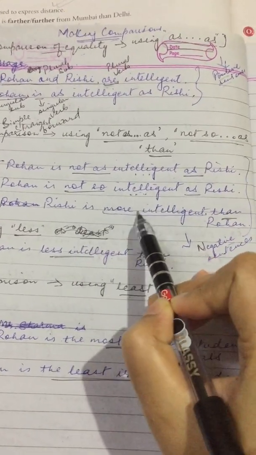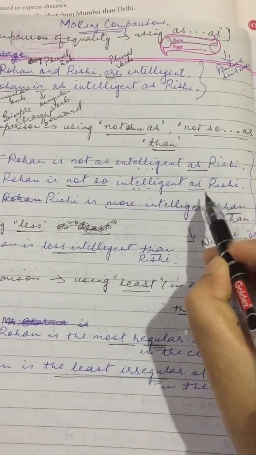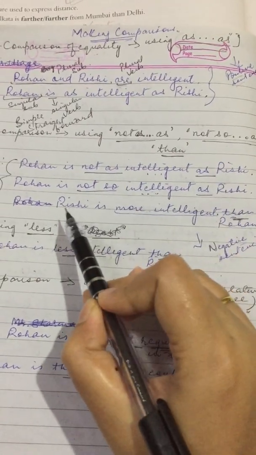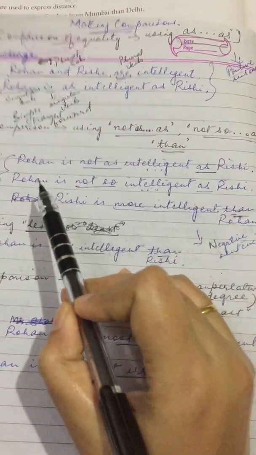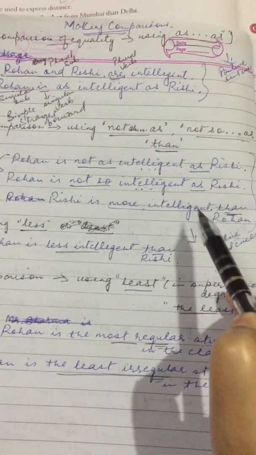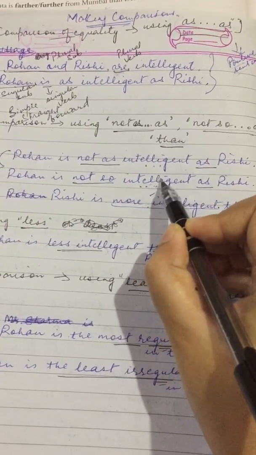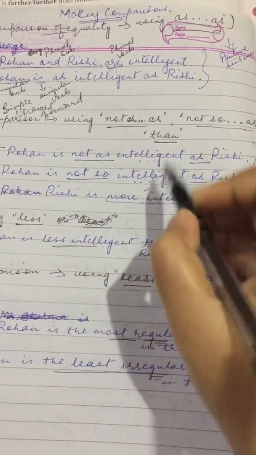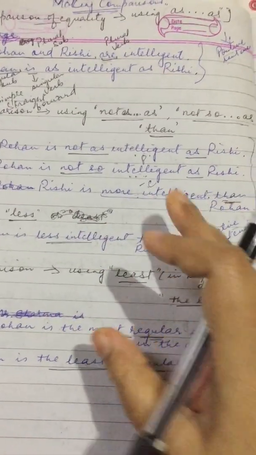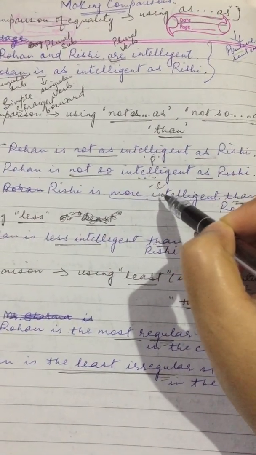Now, Rishi is more intelligent than Rohan. We have used the word than here to show the comparison. Rishi is more intelligent than Rohan. So here, which degree have we used? Intelligent, more intelligent, most intelligent. Here it was a positive degree. This is a comparative degree. So you can see this is changing from positive to comparative.